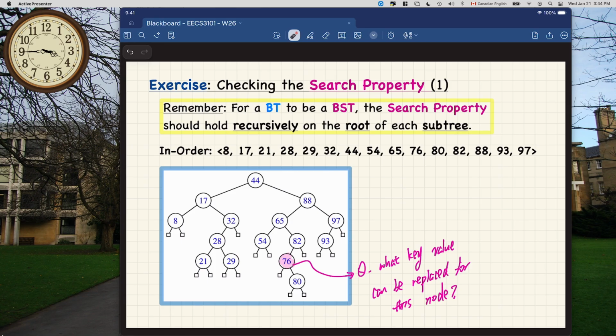For example, can I replace it by 82? Oh, sorry, not 82. 82 is a duplicate, right? Let me say that again. Can I replace it by 84? Doesn't seem like, because 84 is already larger than 82, the parent. Can I replace it by, for example, maybe 79? Looks possible, but I'm just guessing. I want some precise range. Can anybody give me the range? I want the range of key values I can use to replace the 76 at this point.